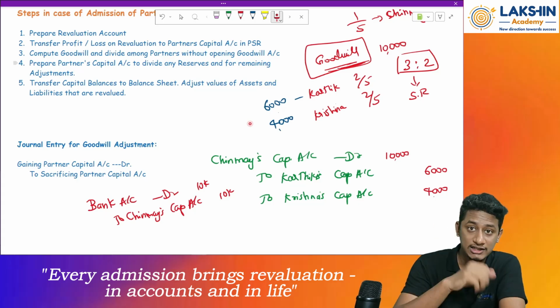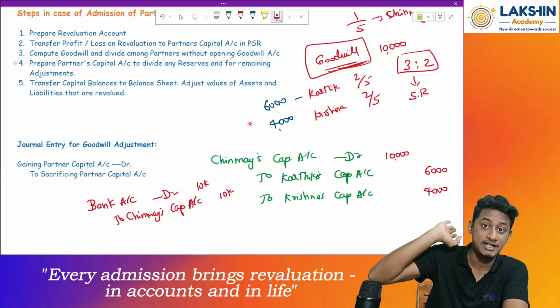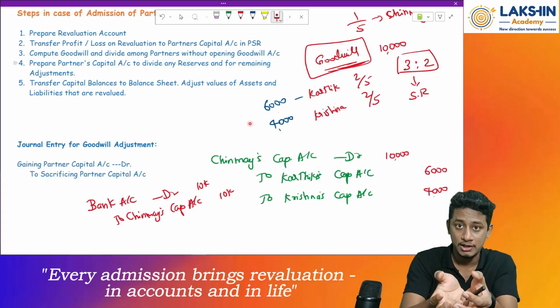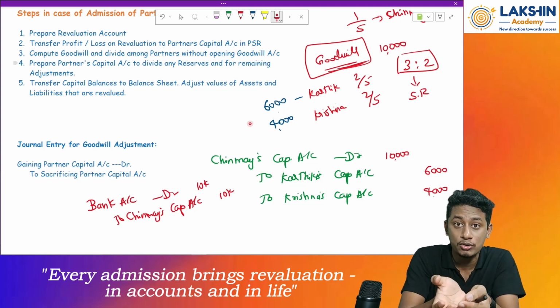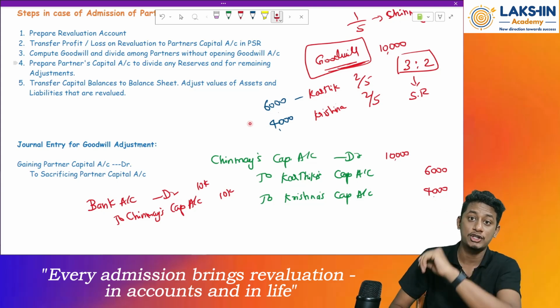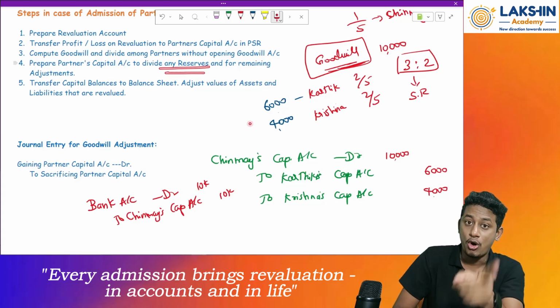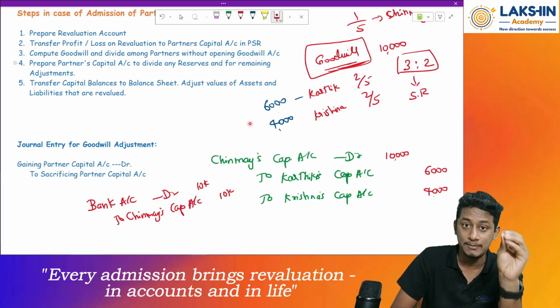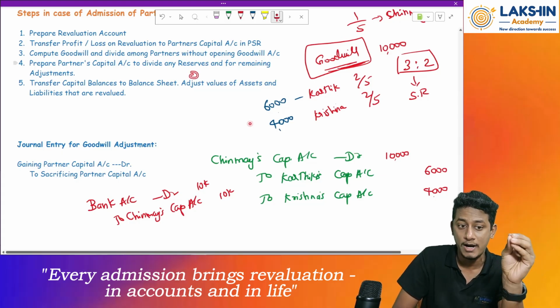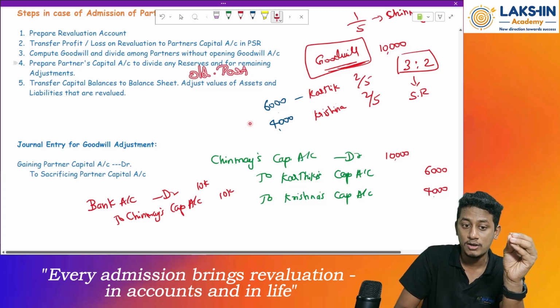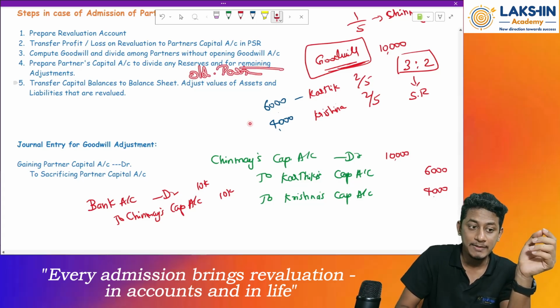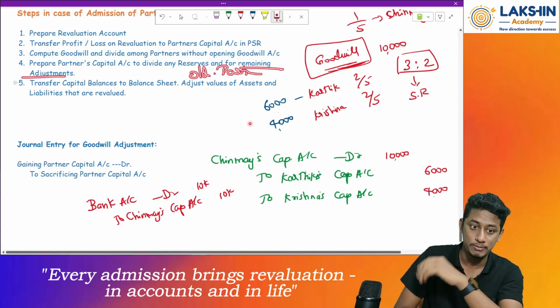Whatever the reserves are there in the balance sheet is for the past 10 years that was accumulated, right? Now, whom does this belong to? This only belongs to the old partners and not to the new partners. So whatever reserves, or whatever profit or loss amount you see in the balance sheet, would be divided between the old partners. Clear?